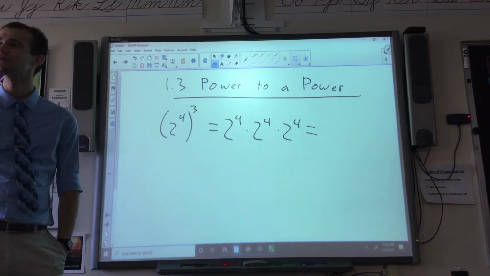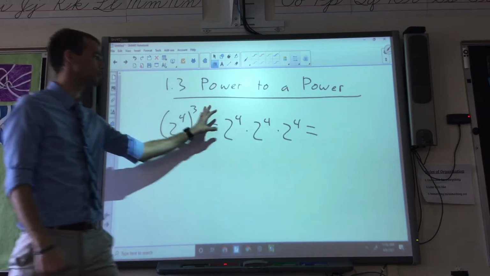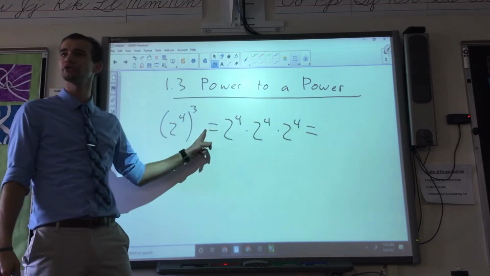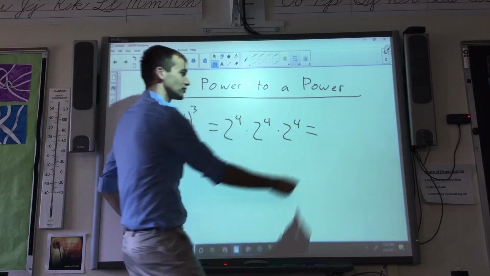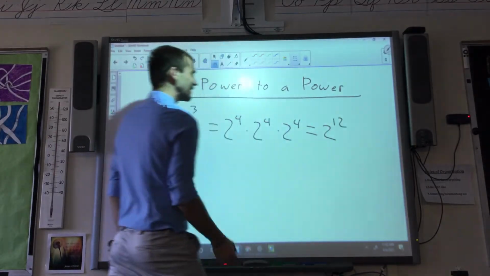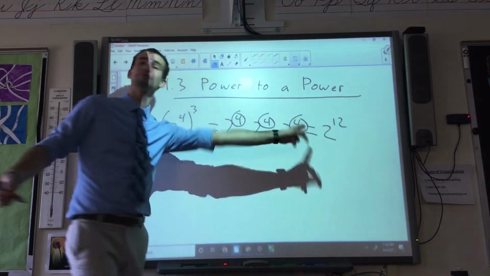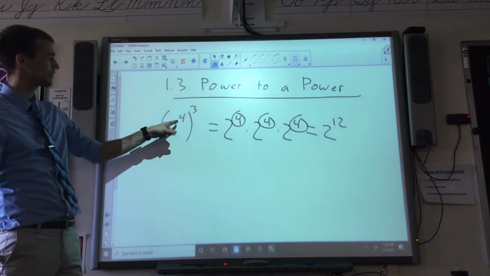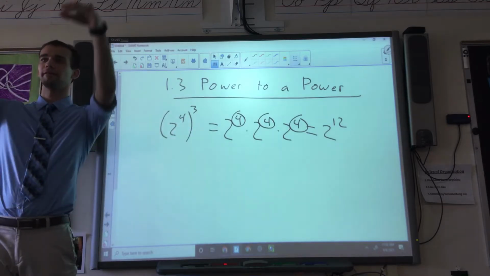Do we have to write out each 2 four times now? You could do that if you want to, but you already know what this means. When you do this, you do what with the powers? You add them, so it's 2 to the 12th power. Basically what that is doing is saying, hey, you've got 4 times 3. So when you have a power to a power, you need to multiply them. That's the whole lesson, folks.